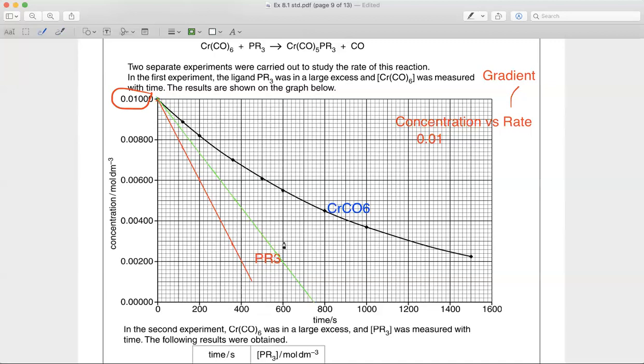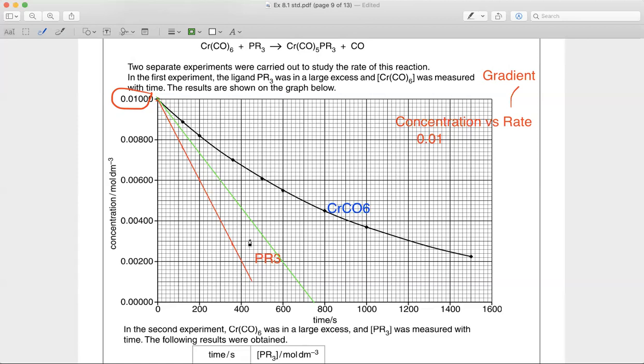And then to find the gradient, now some of you draw a very small triangle. You know what I like to do? I extend my tangent until it hits the x-axis. It's easier to read. So this point is 0, 0.01, and then this coordinate is 720, 0. So from there, I can find the gradient or the rate really quickly.